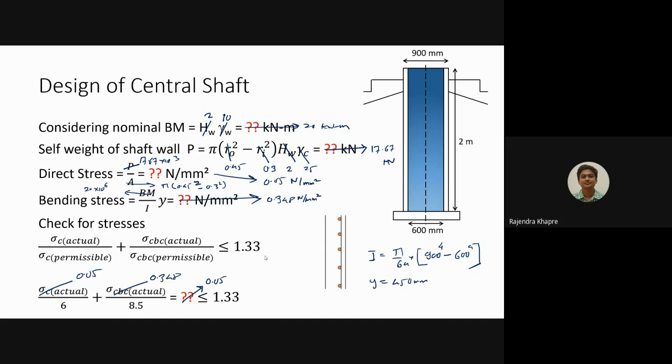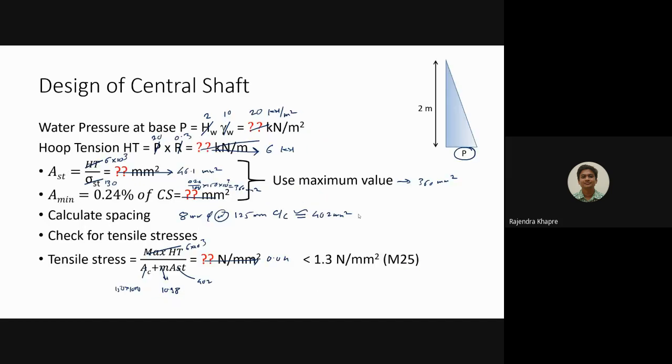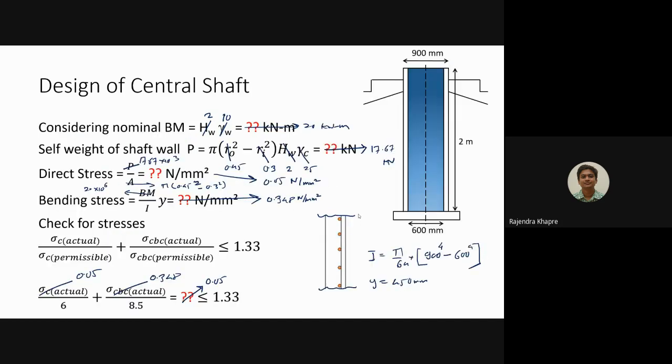Okay, now about the reinforcement. So you see we have to provide the reinforcement which is shown in this particular figure. And if you remember, we have calculated the AST earlier, and this AST we have provided as AST minimum. So this AST minimum we have provided as 8 mm dia bars at 125 mm center to center. The same AST has to be provided in the vertical direction as well as in the circumferential direction, so both, that is this one as well as this one.